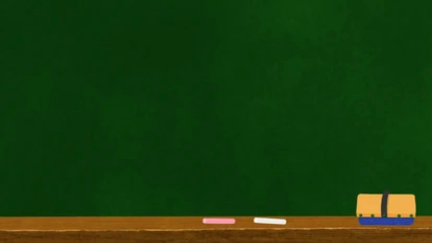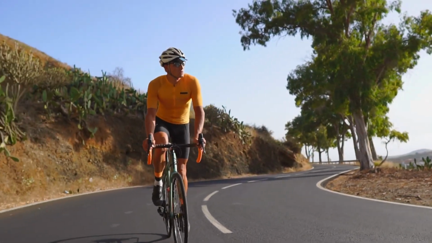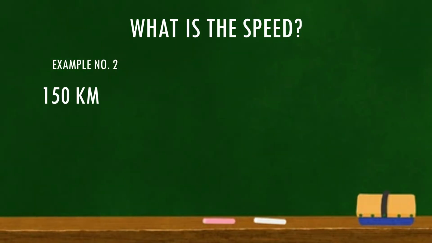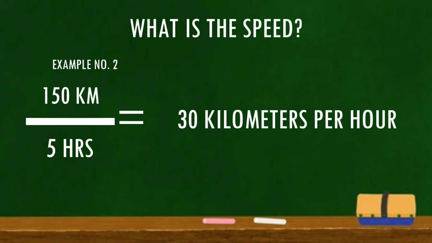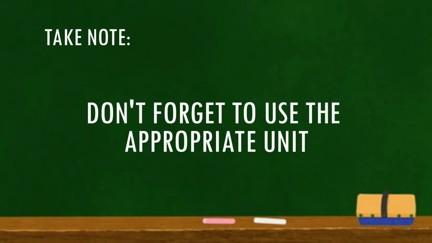For example 2, another speed problem: a cyclist covers 150 km in 5 hours. So, what is the speed? 150 km over 5 hours is equal to 30 km per hour. That means the cyclist is moving at 30 km per hour. Again, always include the unit.